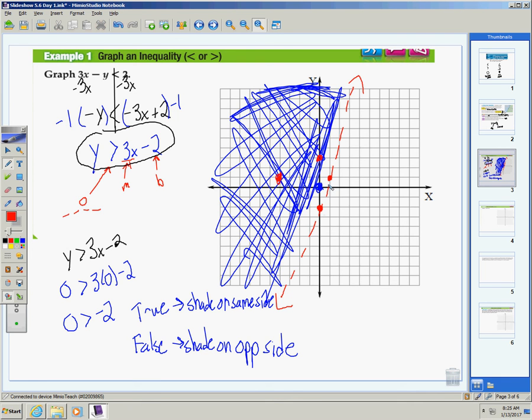And that's all you have to do for these inequalities. You make the line, test a point, and then shade on one side or the other. And the way we know which side to shade on is right down there.